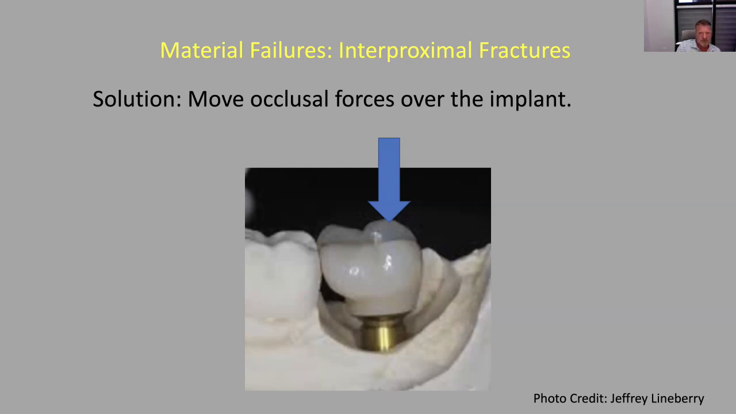So when I'm forced to restore these situations, I really move that force back onto the implant to try to decrease any risk of breaking or shattering.